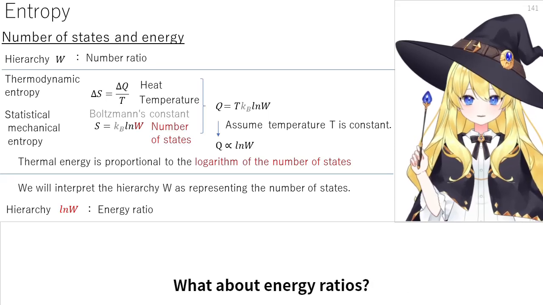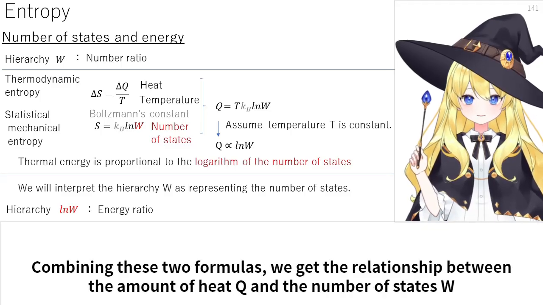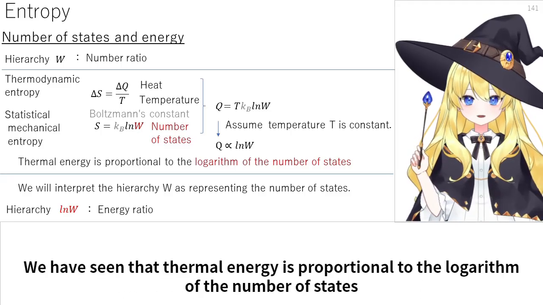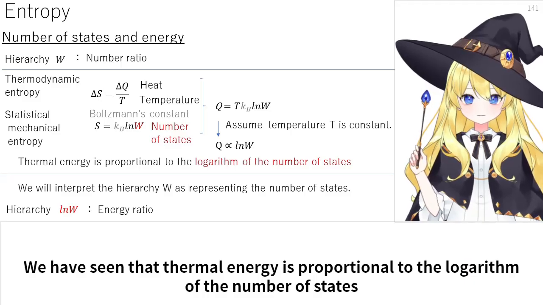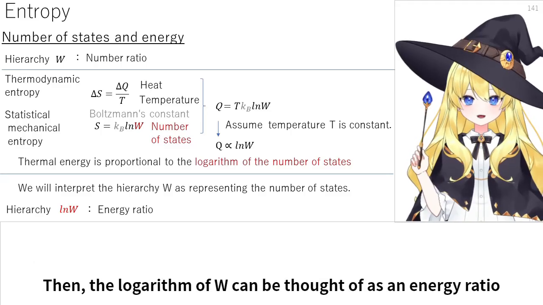What about energy ratios? We have shown the formulas for entropy in thermodynamics and statistical mechanics. Combining these 2 formulas, we get the relationship between the amount of heat Q and the number of states W. We will assume that the temperature is constant. We have seen that thermal energy is proportional to the logarithm of the number of states. Therefore, we will interpret the hierarchy W as representing the number of states. Then, the logarithm of W can be thought of as an energy ratio.